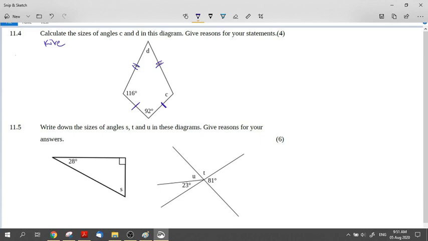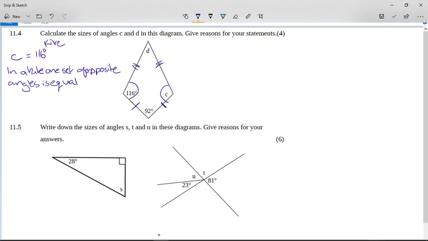So to find C, C is actually the same as this angle over here, because in a kite, okay, this is the rule that's going to get you a mark. In a kite, 1 set of opposite angles is equal. So that is the rule that is going to get you the mark to find C.